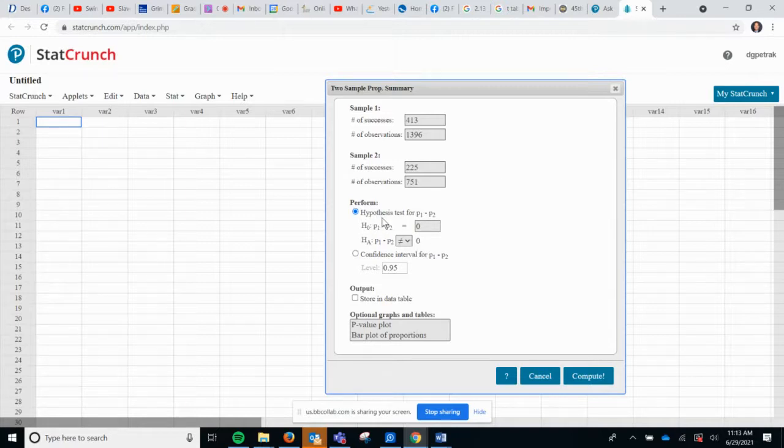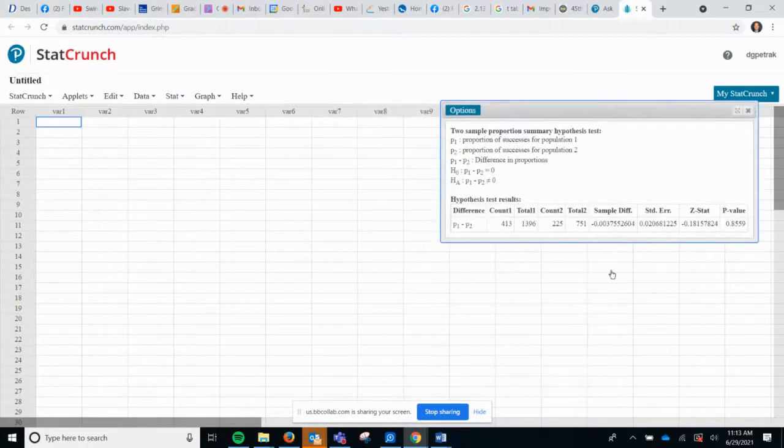And then our null hypothesis. It looks like it's set up right: the null hypothesis is that they're equal, the difference is 0, and the alternative is not equal. So it's a two-tailed test, and all we have to do is hit Compute, and there we are. Our z-score is negative 0.18, and the p-value is 0.8559. If you were to draw a picture of that on the normal distribution, 0.18 is almost in the middle, just a little below. So this shows me there's almost no difference between the two.